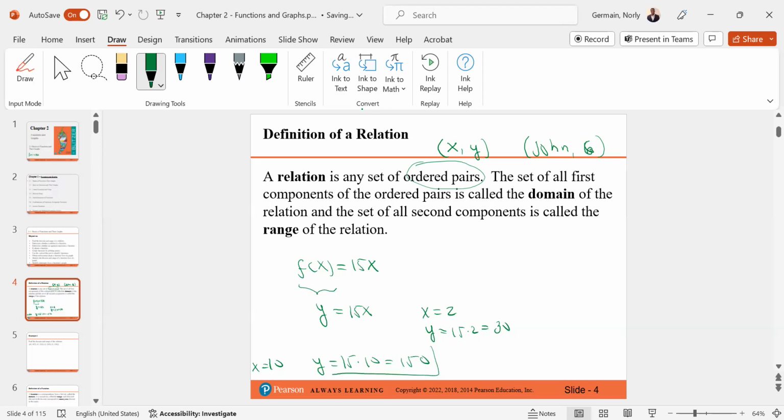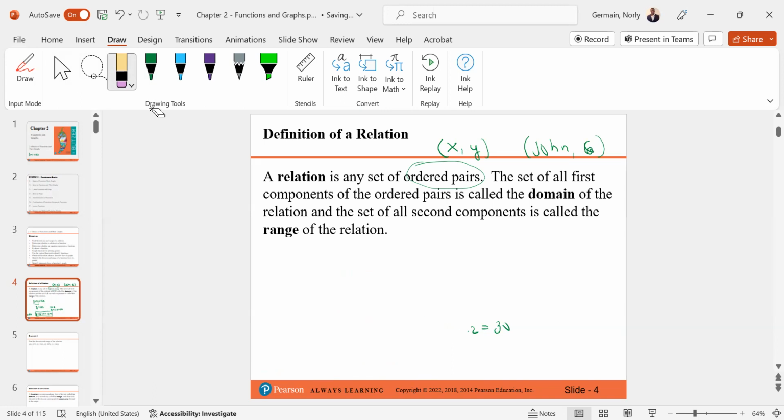So that's mostly what we're going to cover in this section, telling you about relations and functions. I'm going to erase all of this because I think I jumped into heavy material before we even defined a relation. As I said, a relation is any set of ordered pairs. You can find it everywhere. The set of all first components of the ordered pairs is called the domain. For example, if we see John, 6, the domain is John, and the second one is 6. And the set of all second components is called the range of the relation.